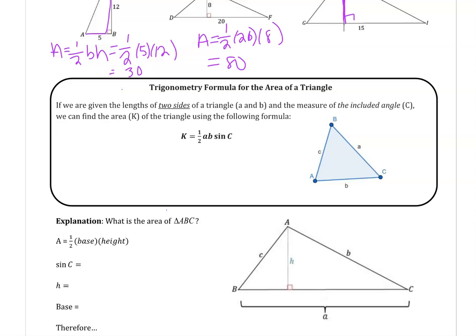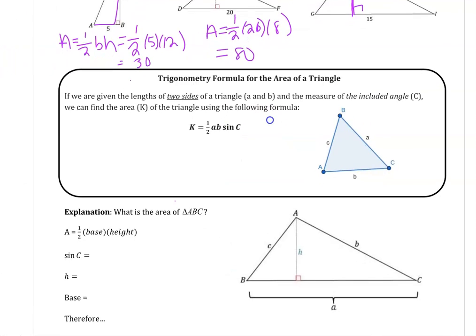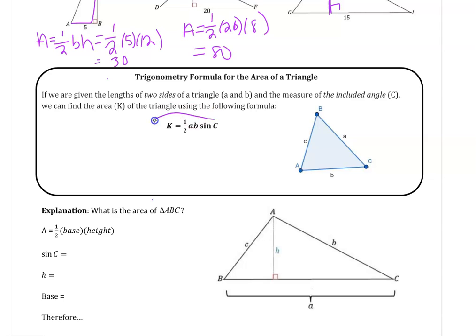So the trig formula for area of a triangle is given right here. Now you'll notice that we say K instead of capital A for area, just because capital A actually represents an angle in our triangle. That would be angle A over there. Now, area will equal 1/2 side A times side B times the sine of our included angle C. So this is your general formula for the area of a triangle.